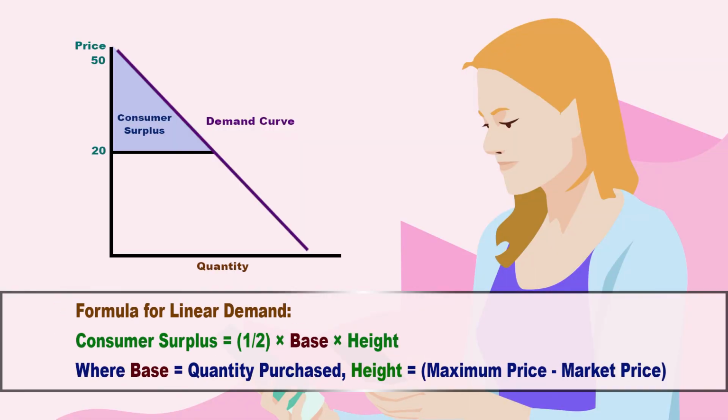Now, moving on to the formula of a linear demand curve for calculating consumer surplus. As you can see, consumer surplus is a triangular shape. So, we can calculate consumer surplus by the formula of half into base into height of the triangle that you saw. Base is equal to the quantity purchased, which is on the x axis, and height is equal to the maximum price, which is on the y axis.